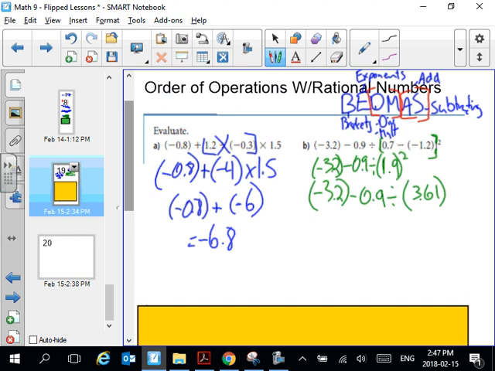Next thing I need to do is deal with my division statement. I have negative 3.2 minus, now 0.9 divided by 3.61. Oops, I did my calculator wrong. 0.9 divided by 3.61 equals, so I get 0.25. I'm going to round a little bit. So I have negative 3.2 minus 0.25.